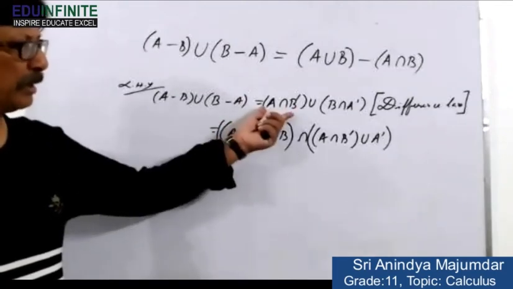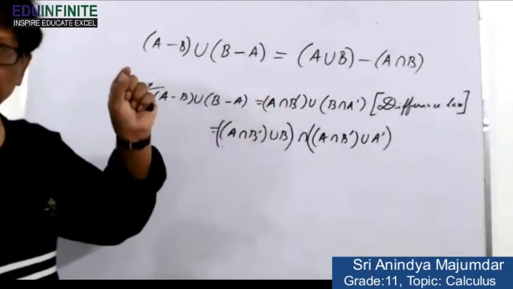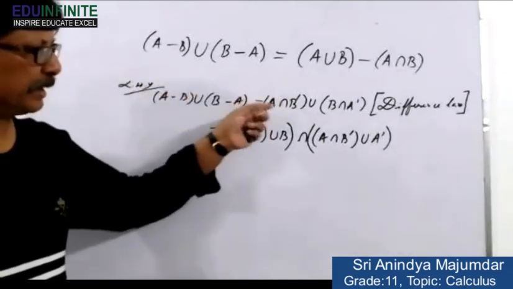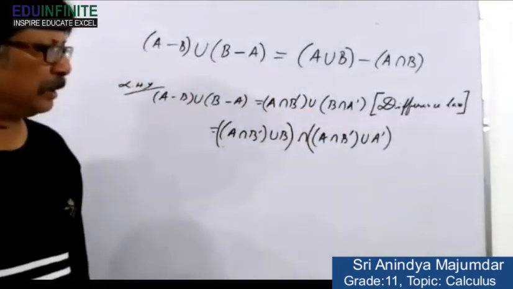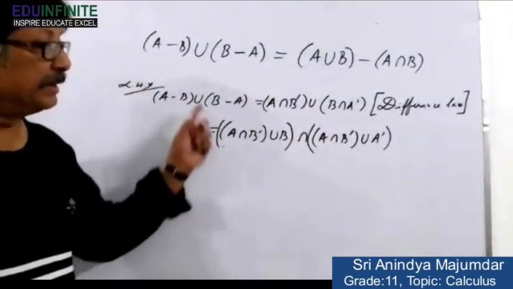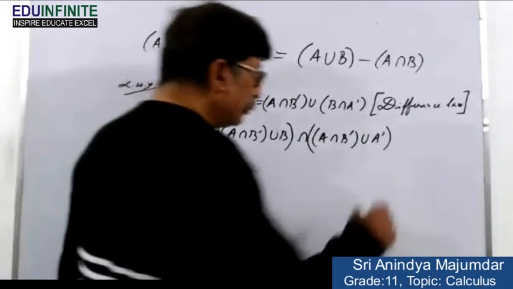Take the set as if it is one set. Say P union B intersection A complement. Then I use the distributive law.